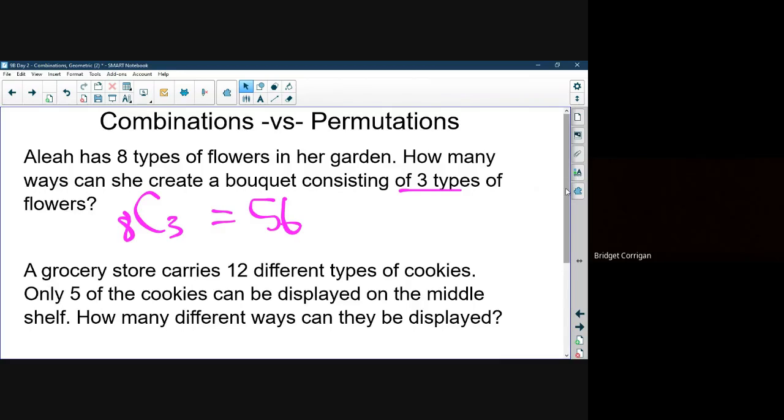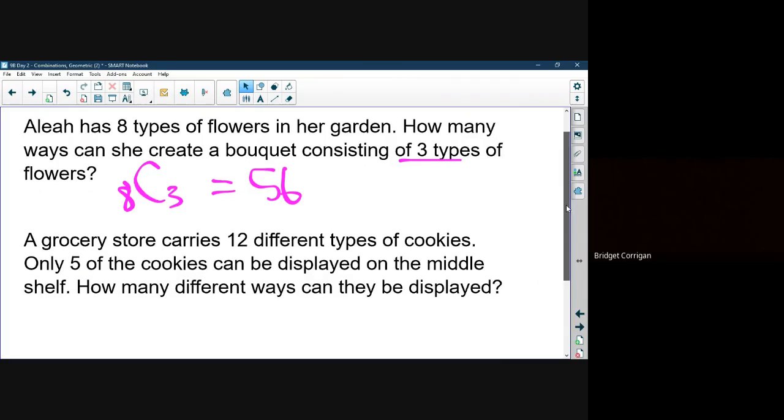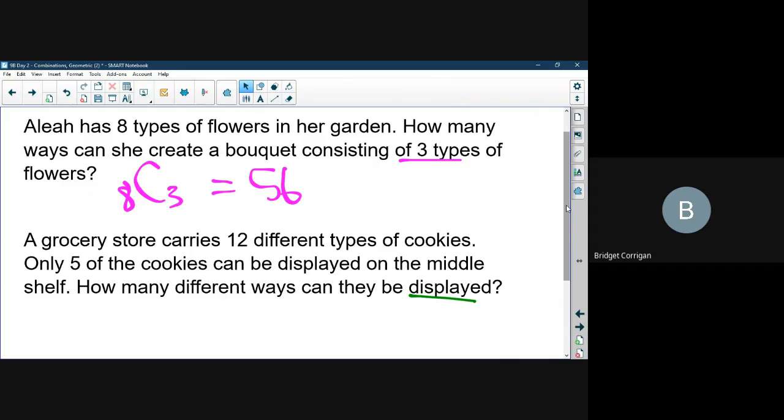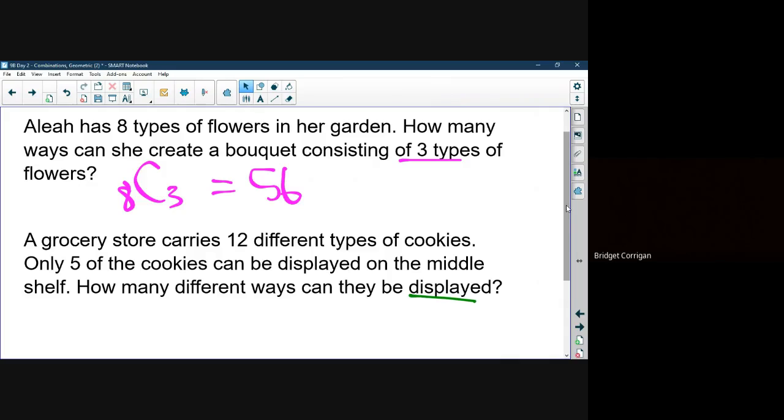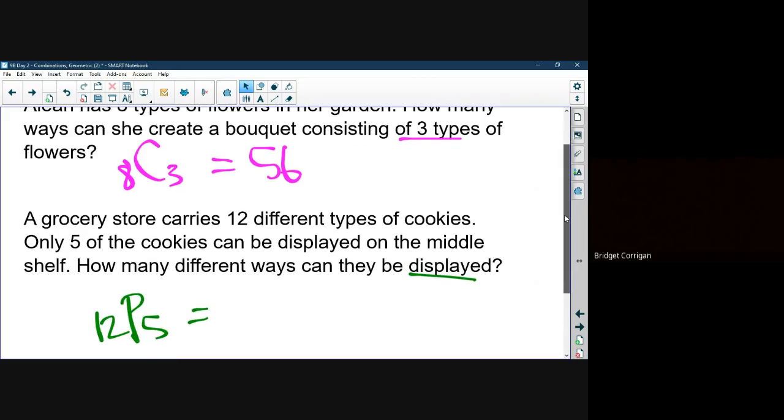Whereas the second one, a grocery store carries 12 different types of cookies. Only 5 of the cookies can be displayed on a shelf. How many different ways can they be displayed? Okay, so when you're displaying or arranging or putting them in a locker or on a shelf, there's definitely an order, because once you place one on the shelf, that one gets out of the mix and then you place another one on the shelf and then another one. So it's one and then the next and then the next. Okay, so this is a definite order. So this is going to be 12P5, and that's going to be 95,000.